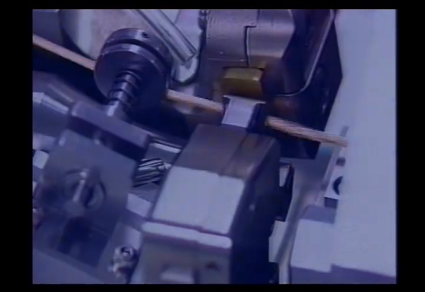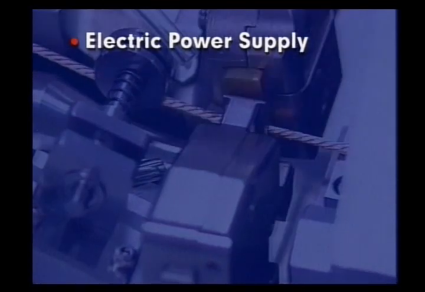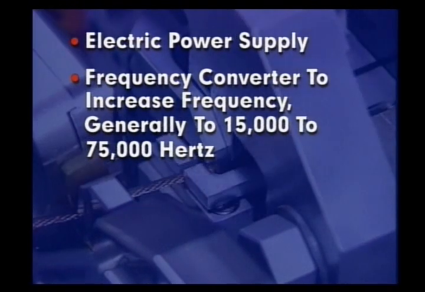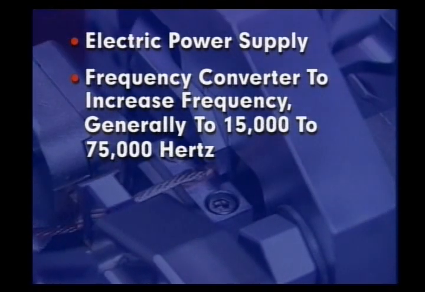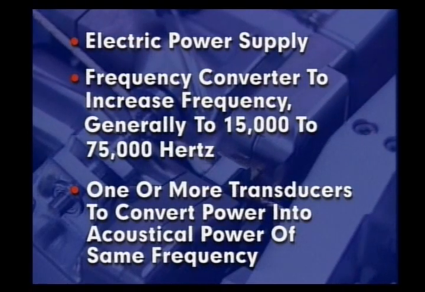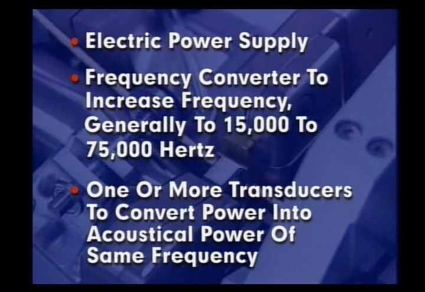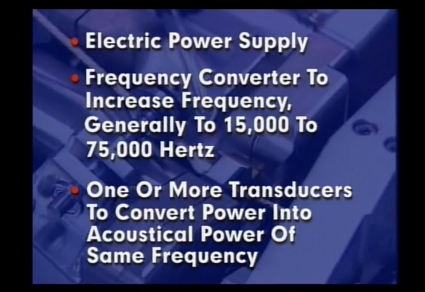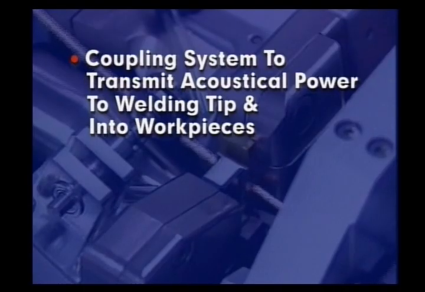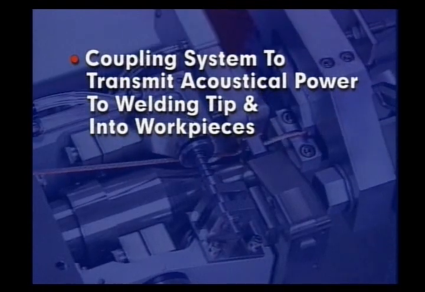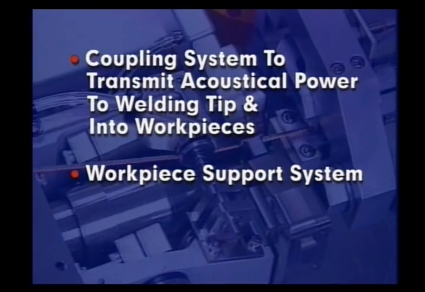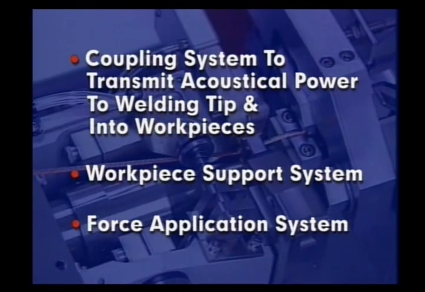Basic equipment includes an electric power supply, a frequency converter to increase line frequency to generally 15,000 to 75,000 hertz, one or more transducers to convert that power into acoustical power of the same frequency, a coupling system to transmit the acoustical power to the welding tip and into the workpieces, a workpiece support system, and a force application system.